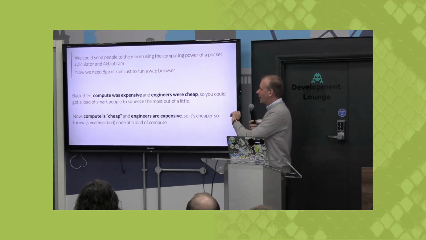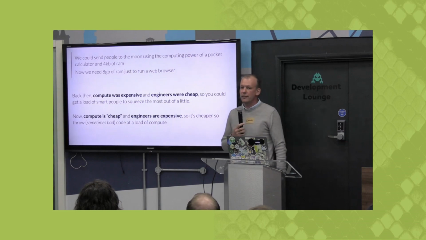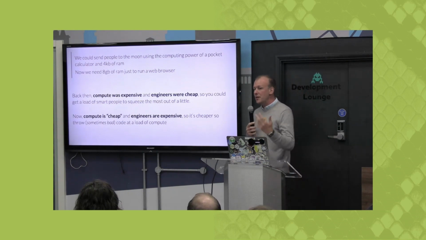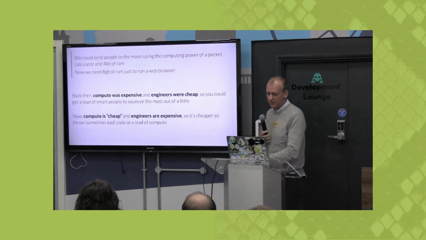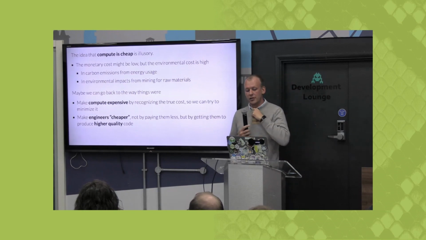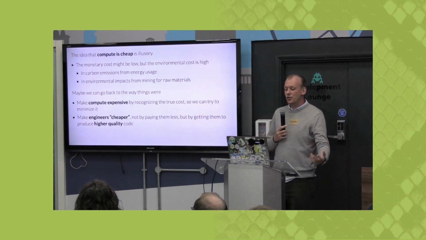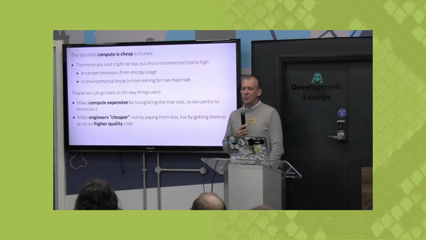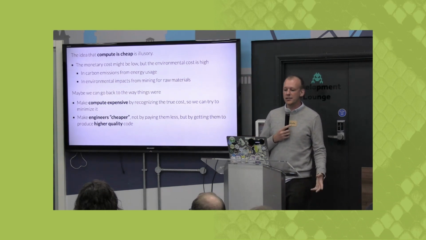And so I really think that this is a pretty apt analogy, but I don't think that we should really be thinking of compute as being cheap, right? So maybe in monetary costs, it is cheap, but like I've pointed out, in carbon costs, maybe not so cheap. So I think the idea that compute is cheap is a bit of an illusion. The monetary cost might be low, but there's carbon emissions from energy usage. There's environmental impacts from mining for raw materials, right? So every time a new computer is built, it needs stuff to go in it. That stuff gets dug up from the ground, and that has massive impacts on the environment.